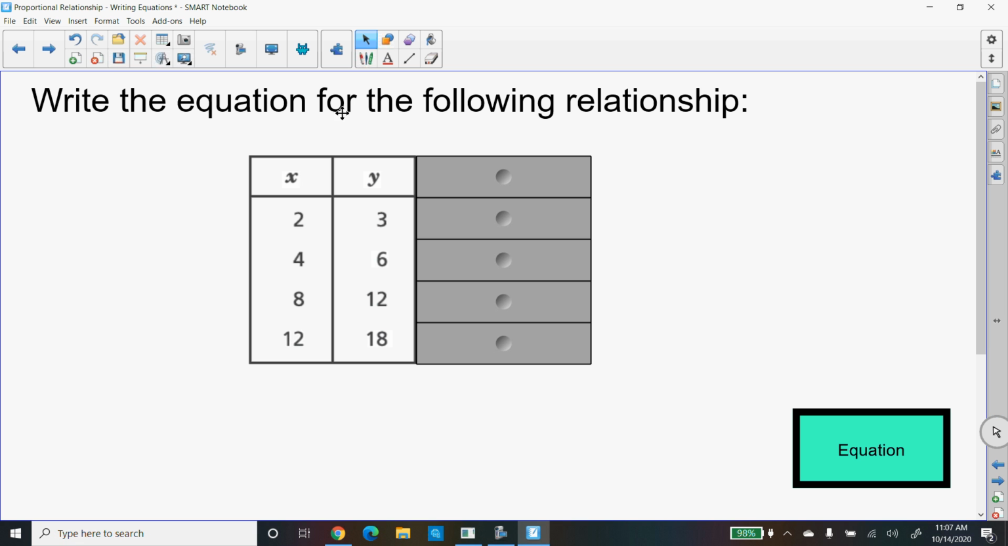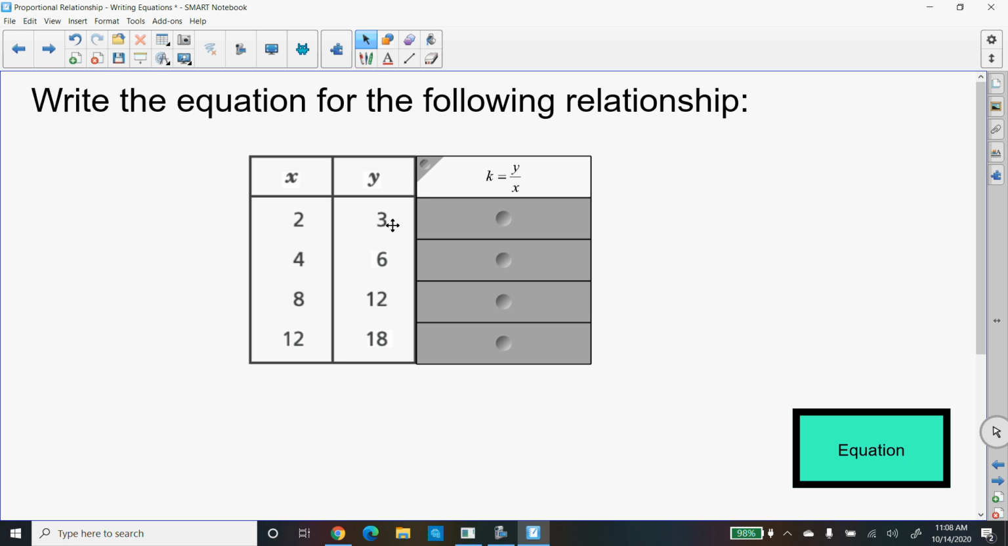Write the equation for the following relationship. The relationship again being these two numbers. How are they related? Let's find a constant or a constant of proportionality. So let's open up this column. We'll put y over x. So we're going to divide our y columns by x columns and see what number we get.